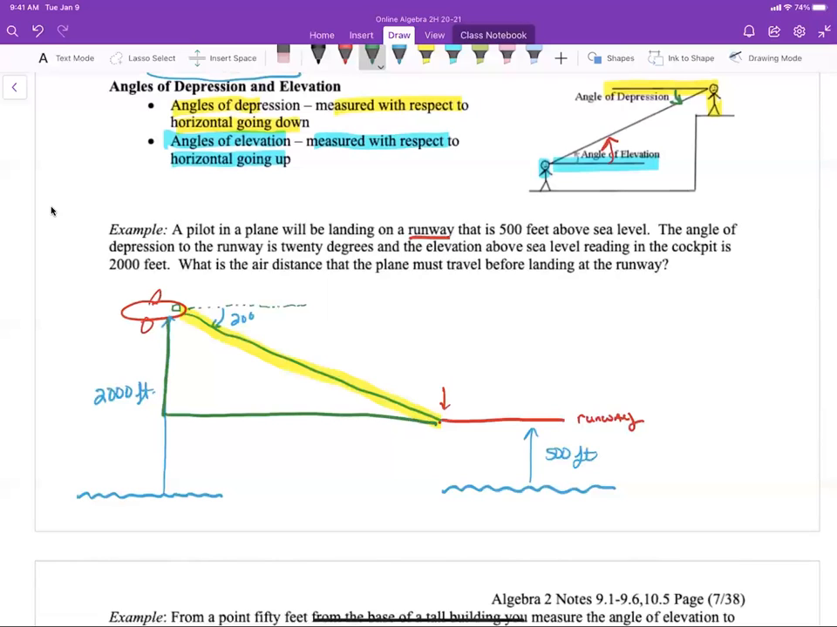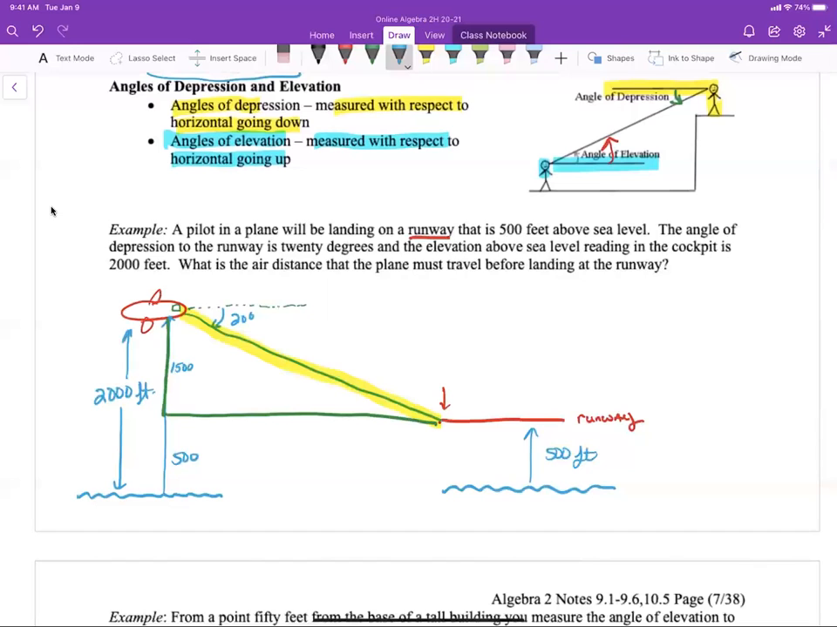Well, there's the right triangle that I'm going to use to solve the problem. Now, do we know anything about... all I need is two pieces of information of a right triangle, and I can solve for everything else. So this 2,000 feet is that total height. So hopefully you see that I know this is 500 feet. And I can take 2,000 minus 500, and now I know this side of the triangle is 1,500 feet.